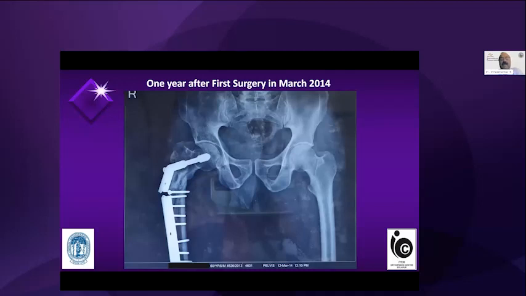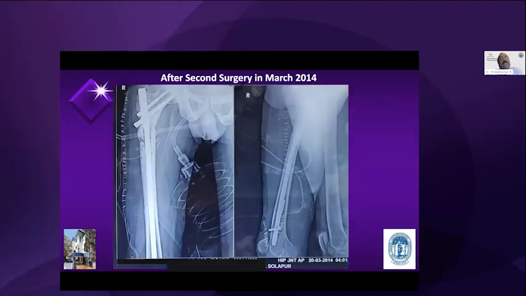A subtrochanteric fracture was treated with a dynamic hip screw or the sliding hip screw. As you can see, there is an interfragmentary screw at the fracture site. But unfortunately, after a year, the fracture didn't heal and the implant broke. That was the time the surgeon decided to treat this patient with an intramedullary nail in the form of proximal femoral nail. And this patient was doing quite well for 3 years.